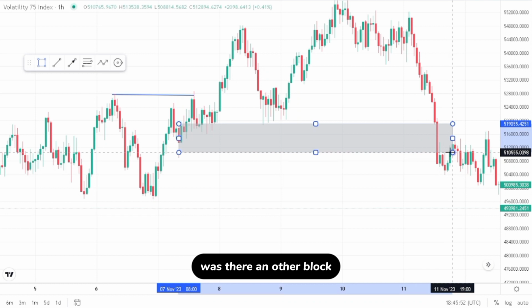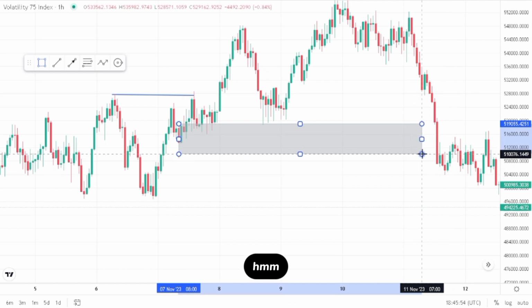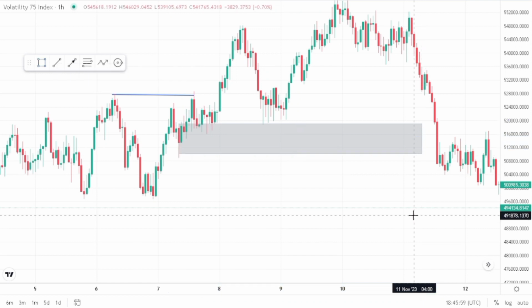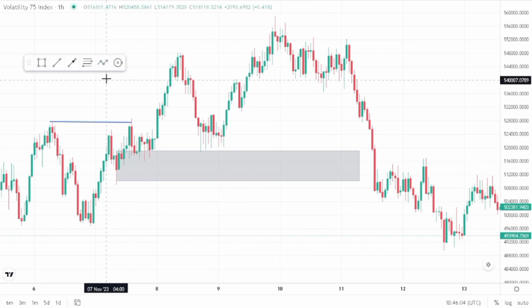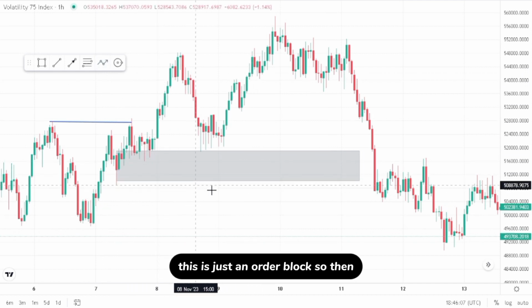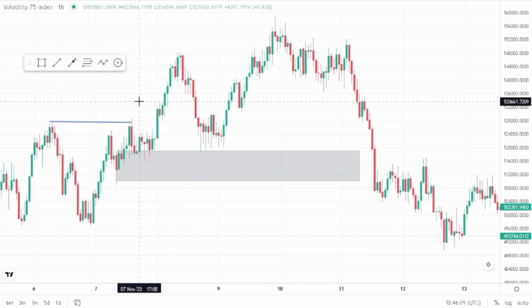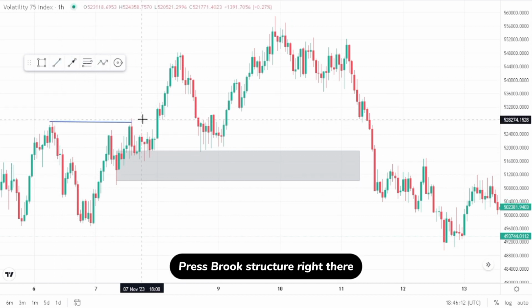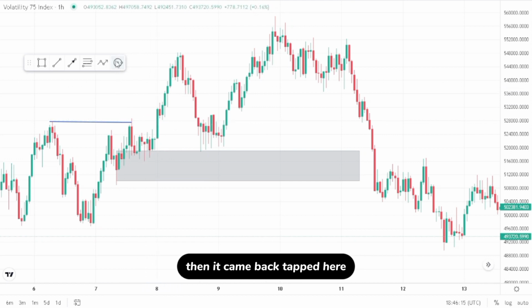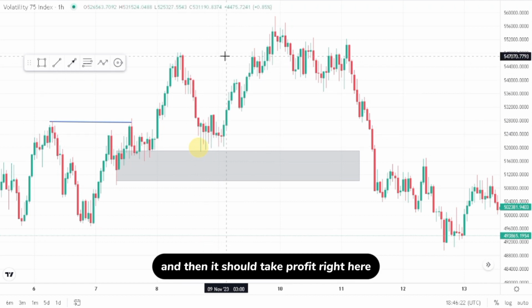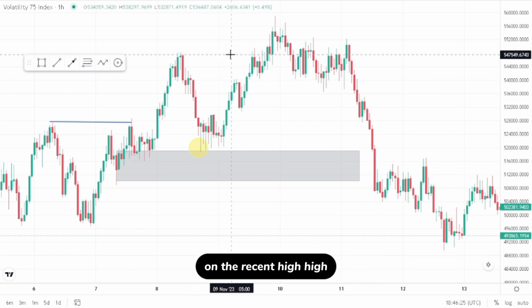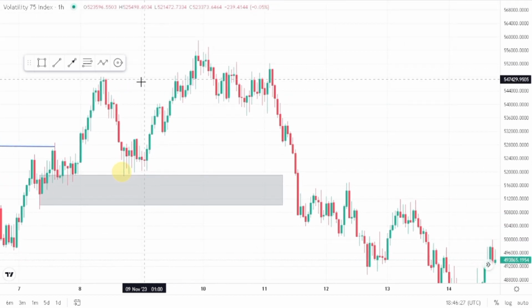This was an order block, an order block right there. But this is not the breaker block. This is just an order block. So then price broke structure right there, made a change of character. Then it came back, tapped here. And this was a perfect trade. This was a good trade, and then it hit take profit right here on the recent higher high.